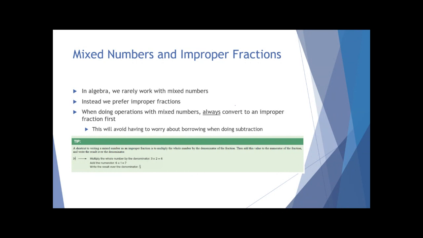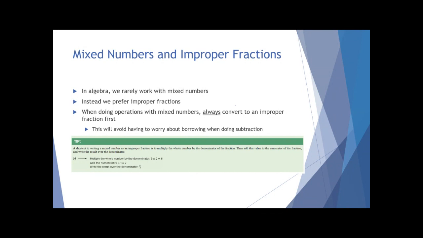So as I mentioned at the beginning, in algebra, we really don't work a lot with mixed numbers. We usually work with improper fractions. You can do math with mixed numbers, but you always have to think about if you have to borrow from the whole number to get to the fraction, especially when you do subtraction, and it's a lot to worry about, and it's just not fun. So the best way to do anything with mixed numbers is to make an improper fraction first.